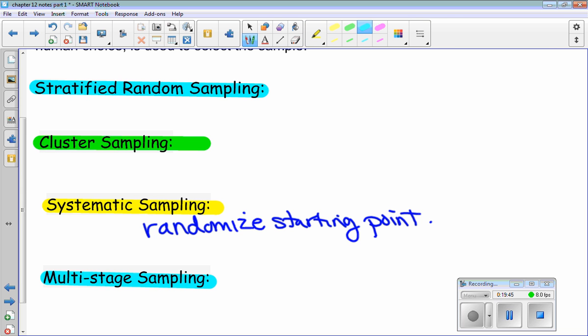That just means that it has more than one part to it. Okay? Maybe we pick a cluster sample, and then within the cluster sample, we go from there and pick a different subgroup. Okay? It just means it has more than one phase. Nothing really more than that.